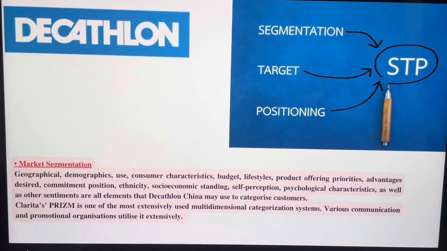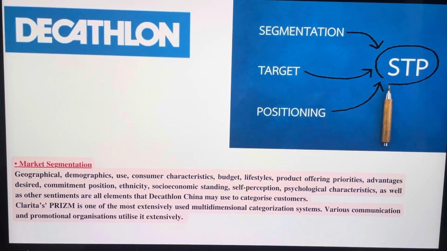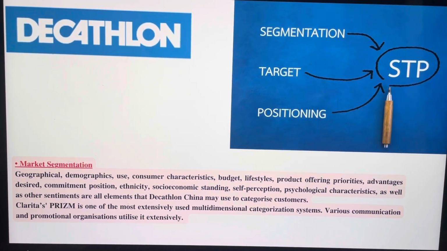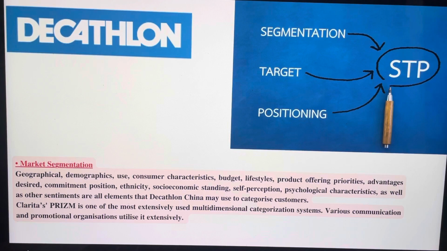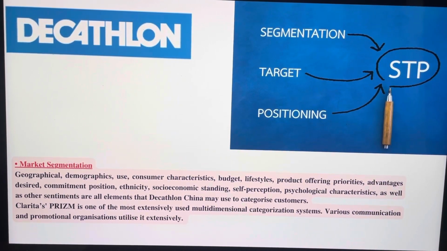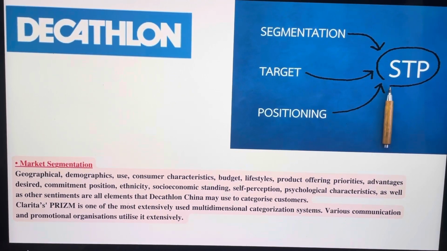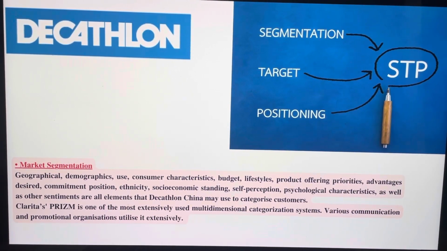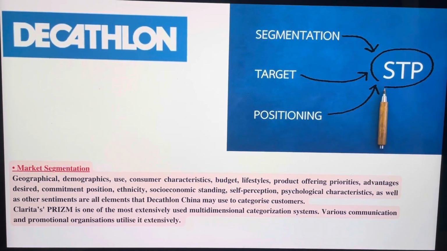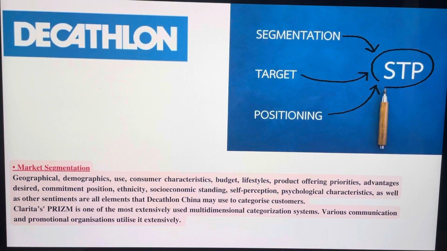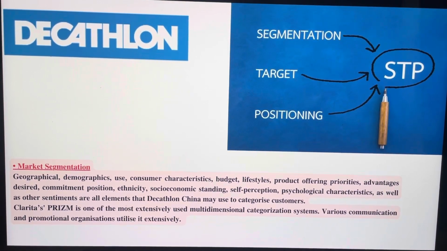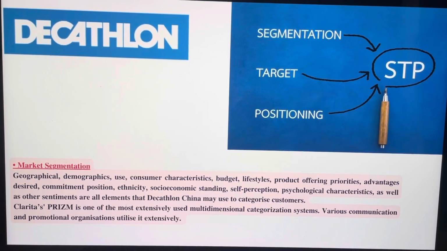Claritas Prism is one of the most extensively used multidimensional characterization systems. Various communication and promotional organizations utilize it extensively. Depending on US people's purchasing preference information, it consists of 68 consumer categories. So, using this system, one can easily categorize and segment the consumers.